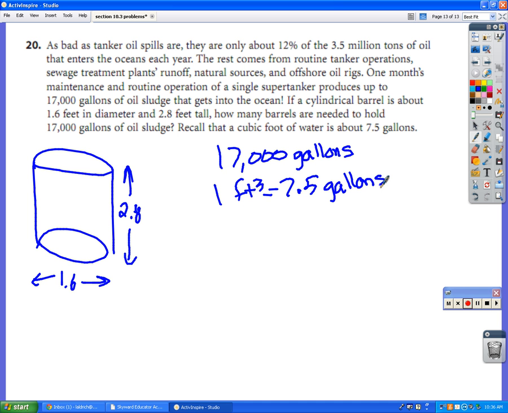7.5. Hey, do you design these barrels? Because I think we found the source. What?